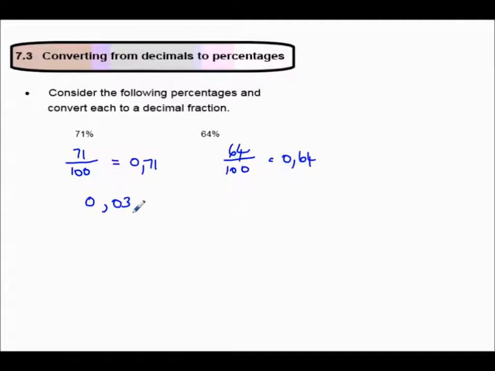For 3%, I have 2 decimal places, so I would have 3 over 100, which is 0.03. So this would be 3%.